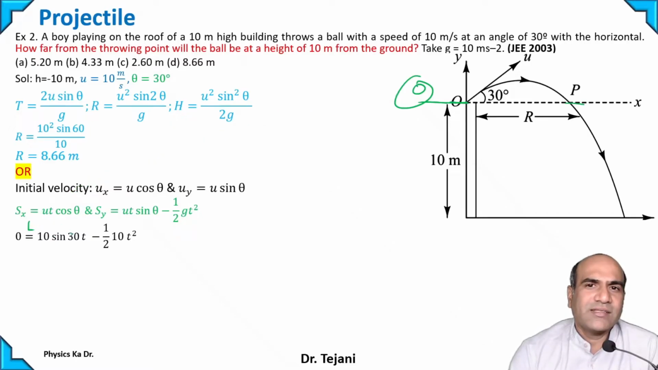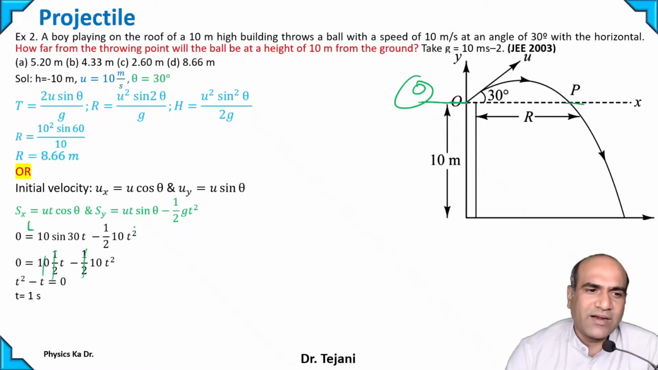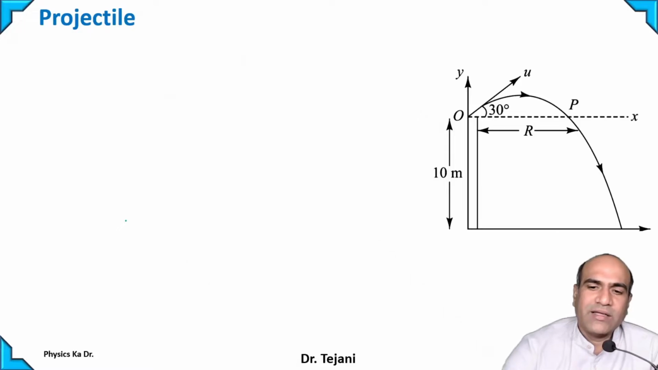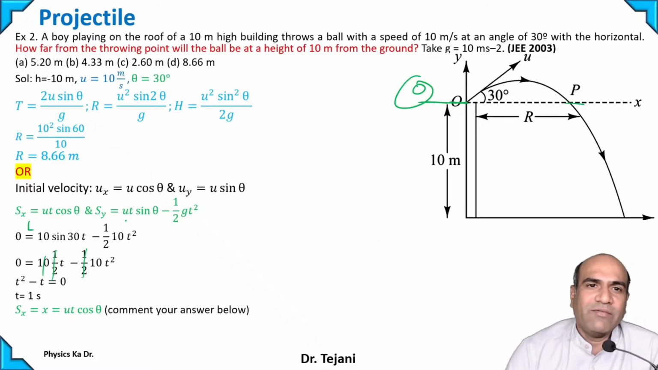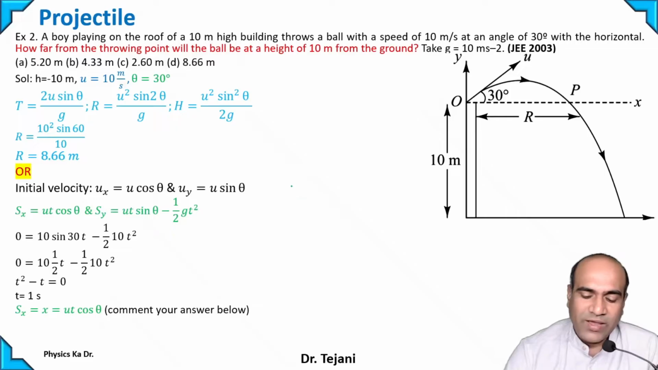u is 10, theta is 30 degree, right? So you can put these values here and derive the equation. You can get t is equal to 1 second, and then you put this value in x. So s is equal to ut cos theta, and you will have the similar answer. So you can use any of the methods, but you should know all the methods very well.